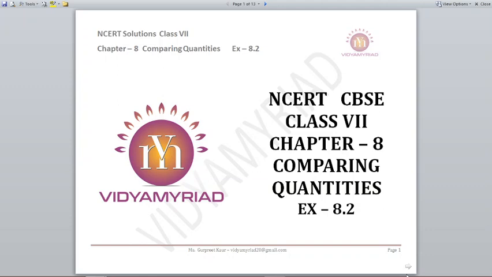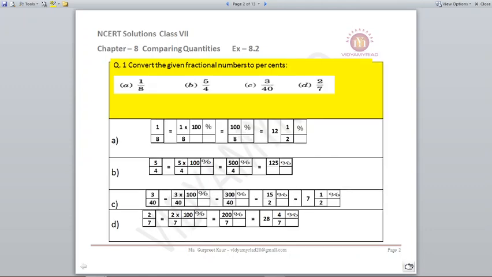So this video is for class 7th for chapter 8, Comparing Quantities. Let's begin with exercise 8.2. Question number 1. Convert the following fractional numbers to percents. So there are 4 options given. In order to convert into percent, you just simply multiply it with 100 and put the sign of percent.